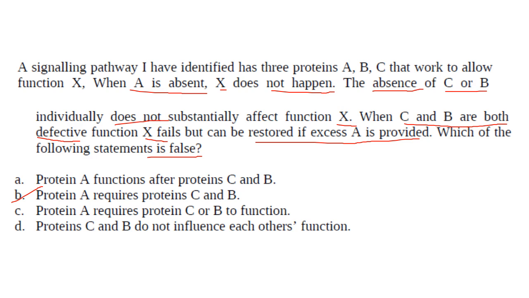So protein A functions after protein C and B, that is correct. Then, protein A requires protein C and B? It doesn't require both the proteins. It requires either C or B. That is what they have told here: the absence of C or B individually does not substantially affect function X. So if C is absent and B is present, or if B is absent and C is present, A will be produced and you will get function X. So B is the wrong statement. The answer here is option B.